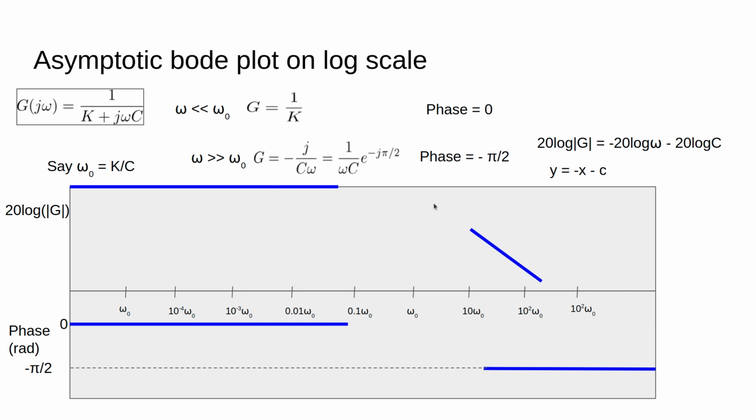In the middle, it's not possible to make such an approximation when the frequency is around omega 0. Since this is an asymptotically approximate plot, we simply connect everything via straight lines. So in this case here we just bring it up to omega 0 and connect like this, and in this case just put a straight line here. So yeah, this is what we call an asymptotic Bode plot.